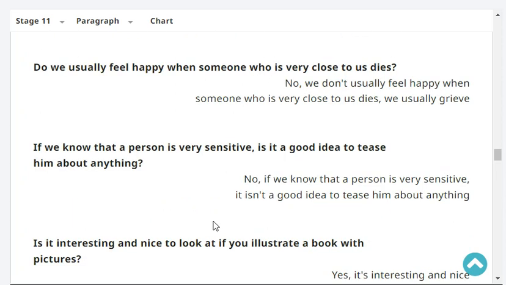If we know that a person is very sensitive, is it a good idea to tease him about anything? No. If we know that a person is very sensitive, it isn't a good idea to tease him about anything. Very good.